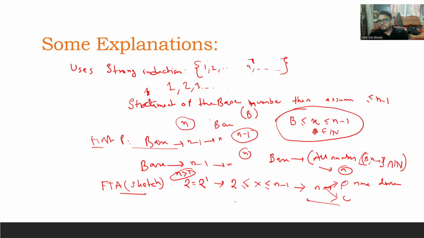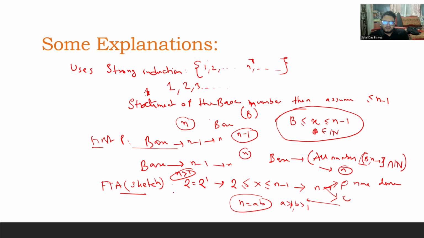A number is composite if it can be written as a times b, where a and b are positive integers, with a greater than 1 and b greater than 1. So n is a composite number now because n is not prime. So there are two integers a and b such that a is greater than 1 and b is greater than 1.